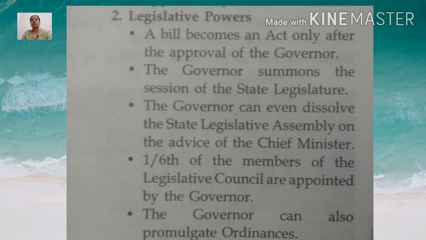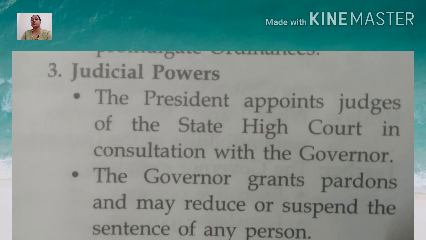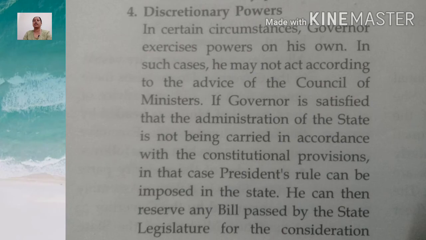Now judicial powers, what are the judicial powers, children? The president appoints the judges of the state high court, already explained, in consultation with the governor. The governor grants pardons and may reduce or suspend the sentence of any person. Now the discretionary power is that in certain circumstances the governor exercises power on his own. He can utilize his power.